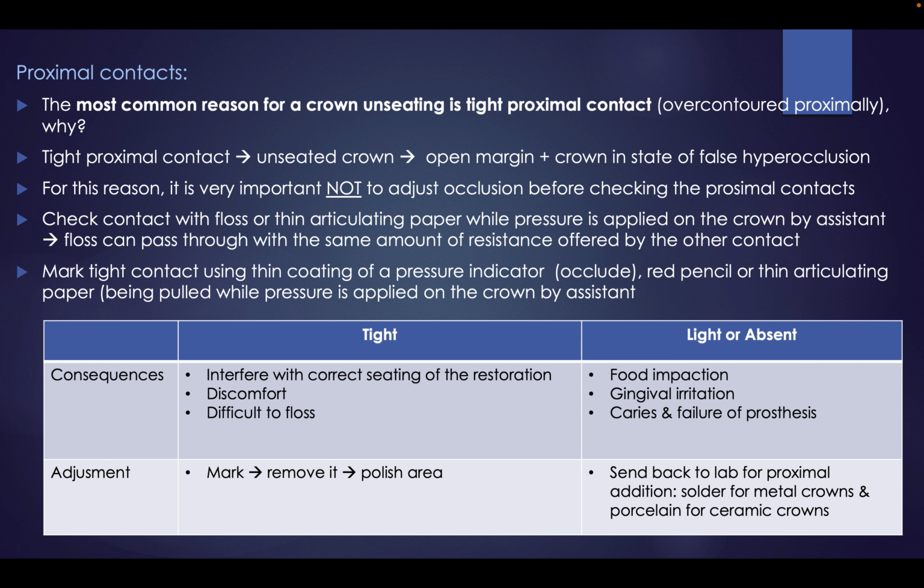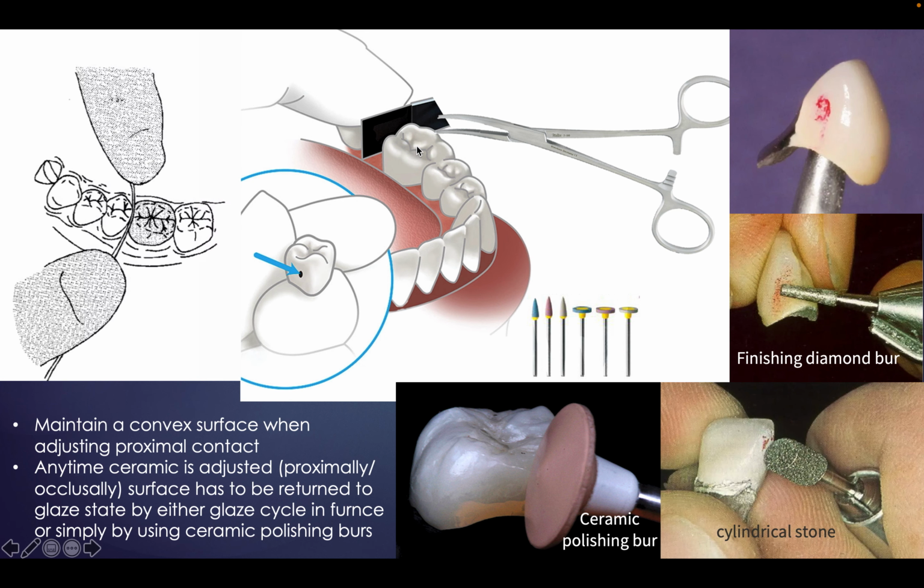You need to check it either with a floss or thin articulating paper while pressure is maintained. So you place the temporary crown, you get your assistant to hold and press on the crown while you're passing a floss. If the floss doesn't go down with normal pressure, then this area is too tight.